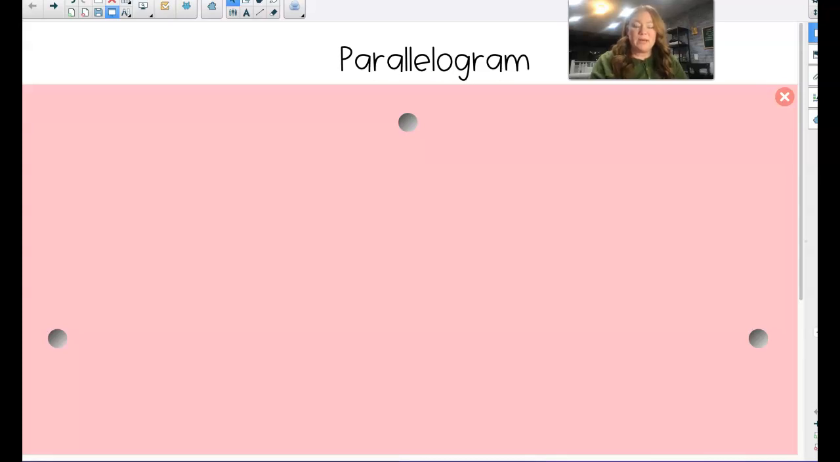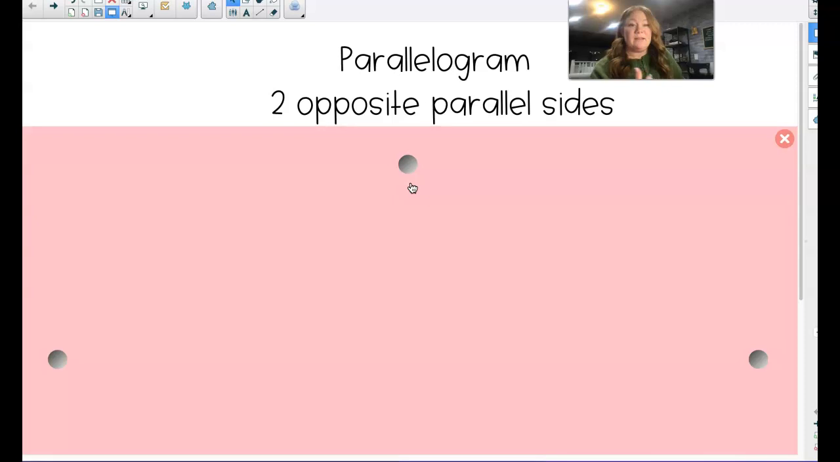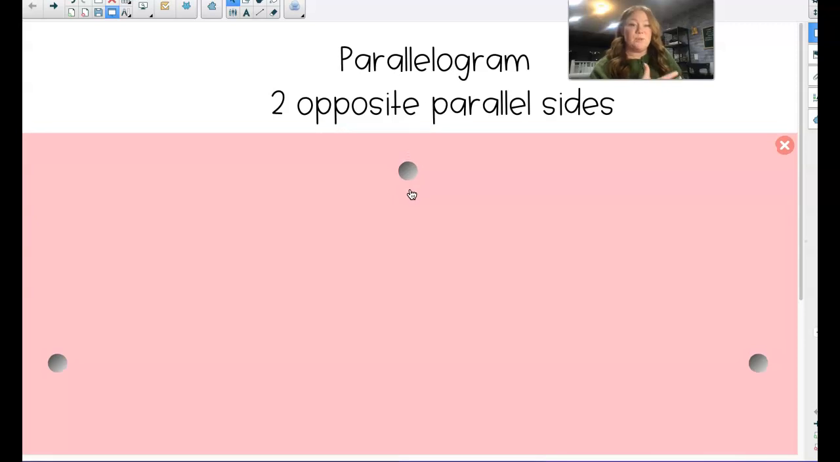So now that we know how to find the area of a rectangle or a square, we are going to talk about parallelograms. So a parallelogram is going to have two opposite parallel sides. The word parallel means that the lines are never going to touch. They're going to go straight forever. They can go diagonal and still be parallel, but that line will continue and they're never going to intersect and crisscross.